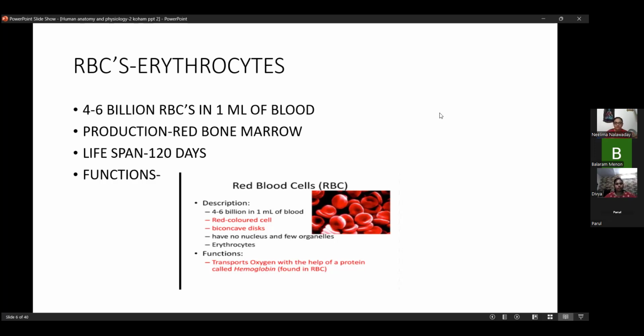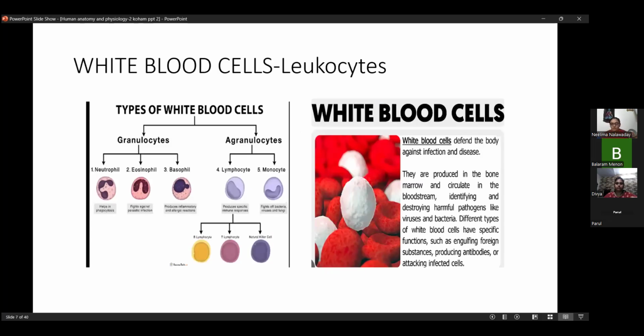Okay. So this is the main function of RBCs. Now, white blood cells. As we saw, there are types of white blood cells. And white blood cells defend the body against infection and disease.